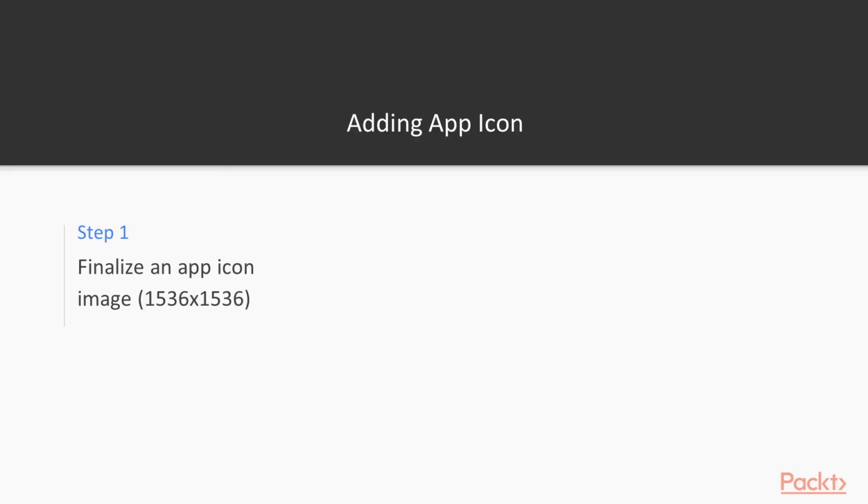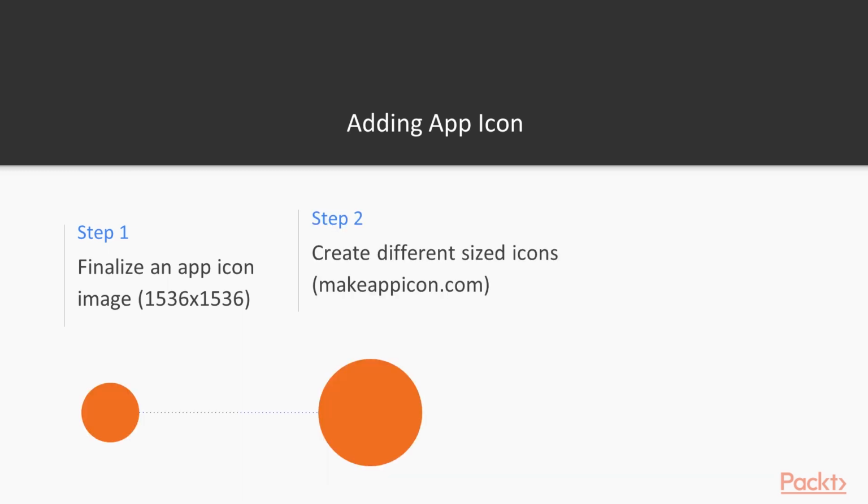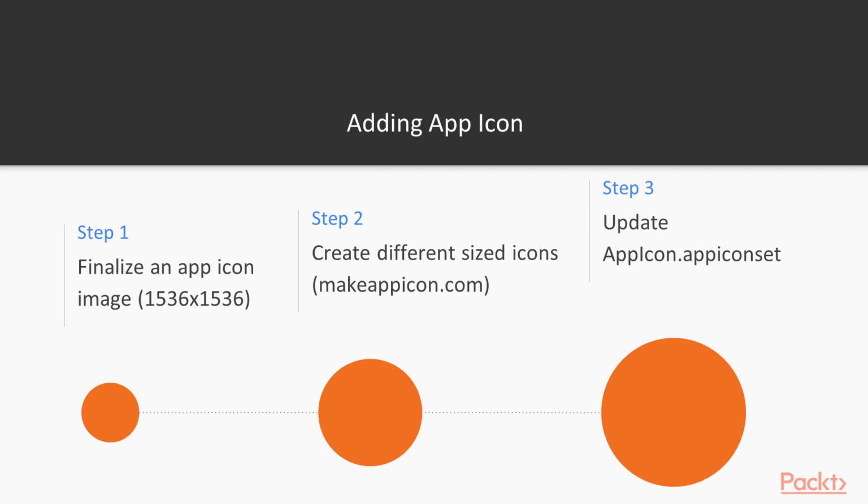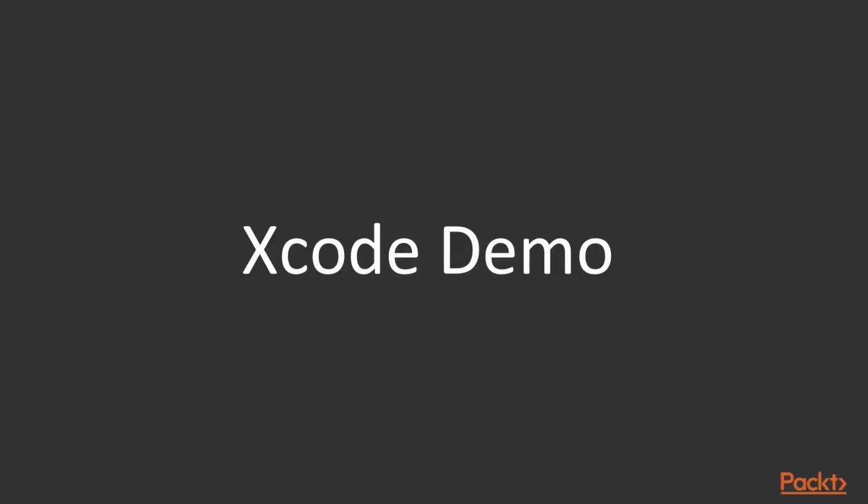Now, adding an app icon requires 3 steps. First, you find an image that is at least 1536 pixels in size. Then you create a different sized icon set by using makeappicon.com or any of the other options available online. You can also do it manually if you're good at editing images and using tools like Sketch or Photoshop. The third and final step is to update your AppIcon.appiconset within your application. Let's have a look at the demo.